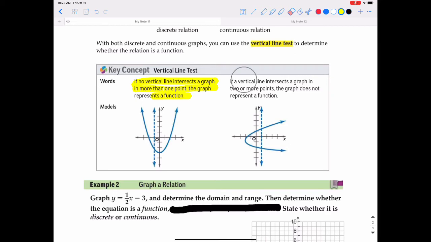If it does touch more than one place at one time, so over here, if a vertical line intersects a graph in two or more points, then the graph does not represent a function. So you can see how this line right here touches the graph in two different places because it touches the graph right here and here. So that means it is not a function.